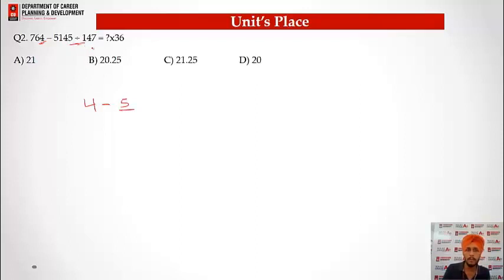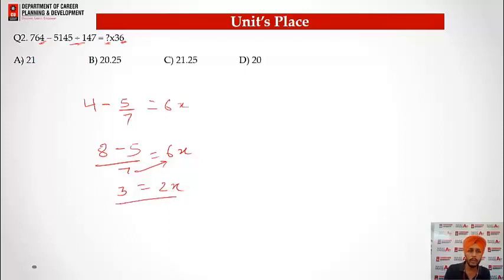minus the unit place of 5145 is 5, divisible by 147, or the unit place, that is 7, is equals to the unit place of 36 is 6, and we will use in place of the question mark, that is x, so it will become 6x. So 7 into 4, that is 28. We will write it as 8 minus 5 upon 7 is equals to 6x. So 8 minus 5 is equals to 3. 7 into 6, that is 42, or 2x. So this is our final equation. Let's check our options. So option A, unit place is 1.